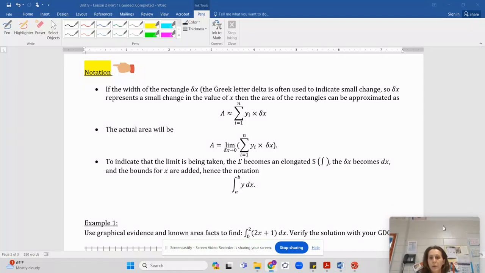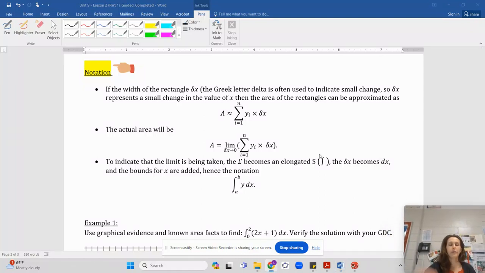Okay, next we're going to look at a little bit of notation and do some wishy-washy moving into why this integral notation is what it is, this little curvy S that we've been working with. And so what we have is, if the width of a rectangle, we're going to call the width of those rectangles we've been working with delta x, change in x, a small change in x.